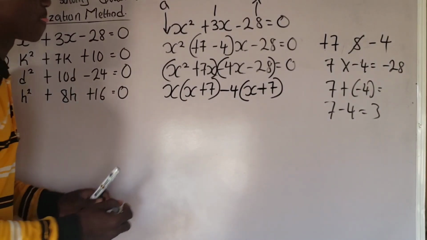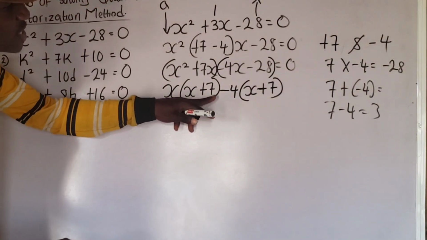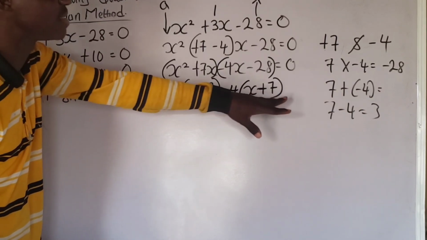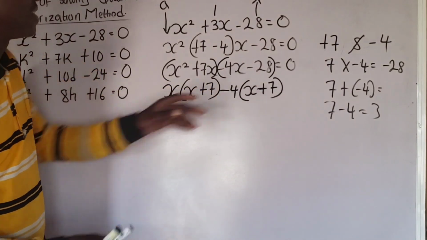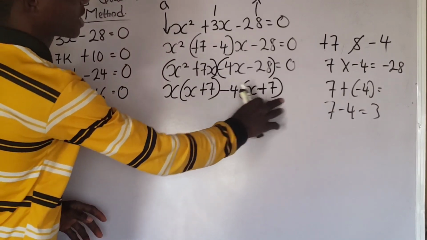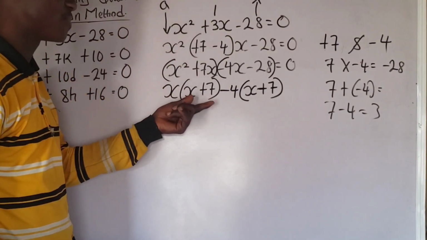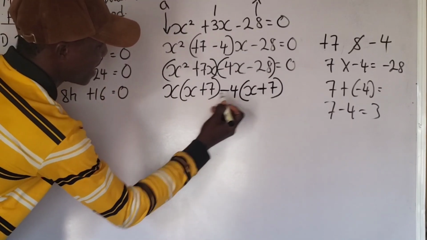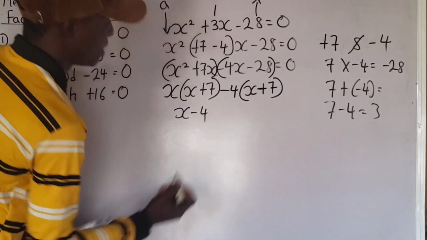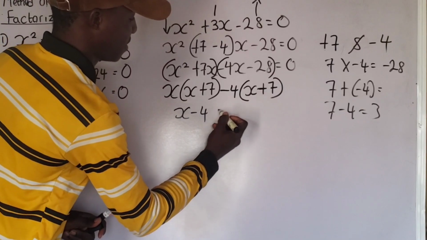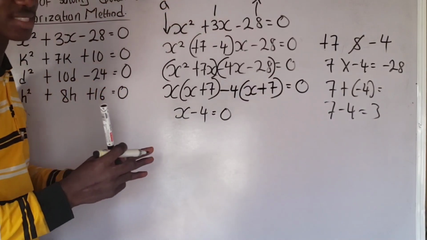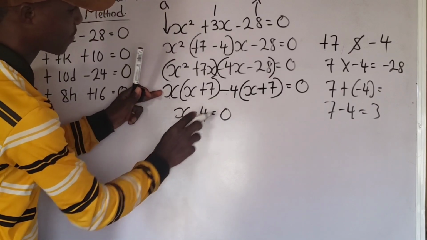Now the goal is to make sure that the content in the first bracket is the same as the content in the second bracket. You can see that we have x plus 7 and x plus 7. So I'm going to choose one. Here I'm going to have x minus 4, which equals 0. I'm splitting it now. This x minus 4 equals 0.